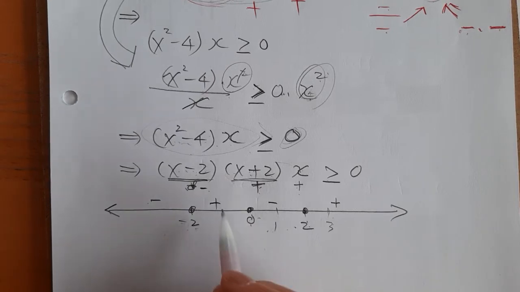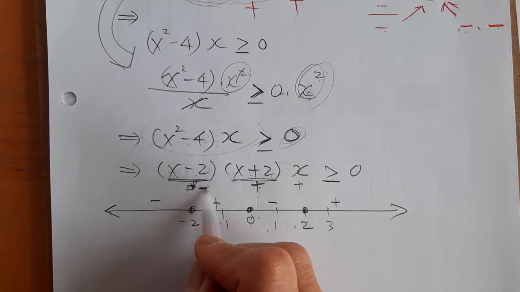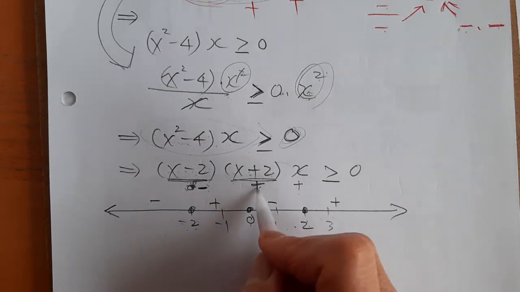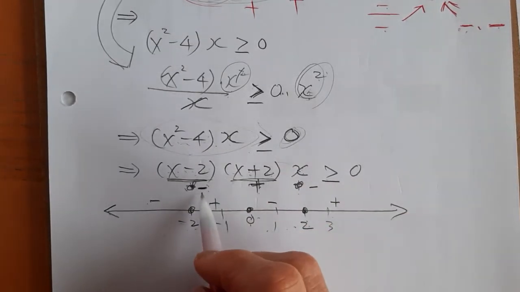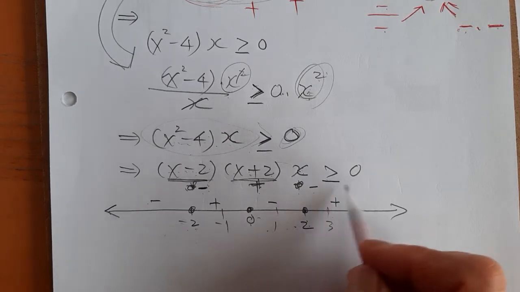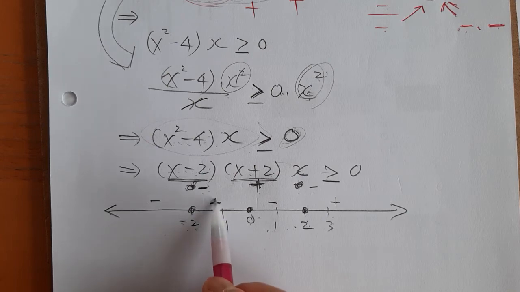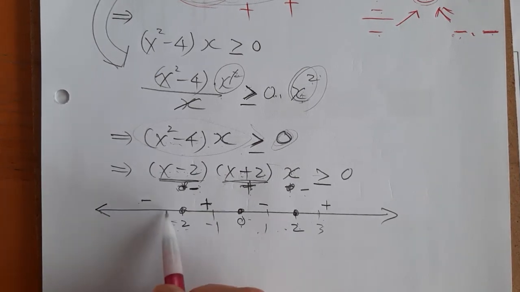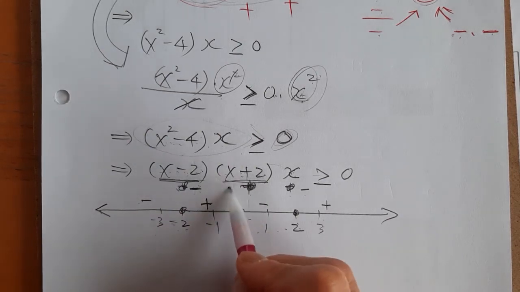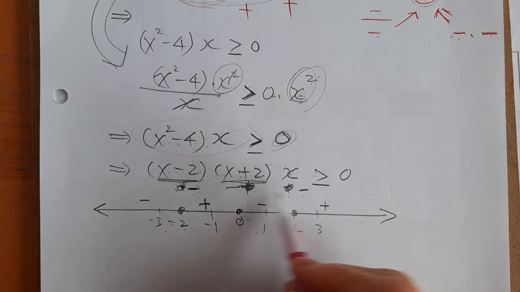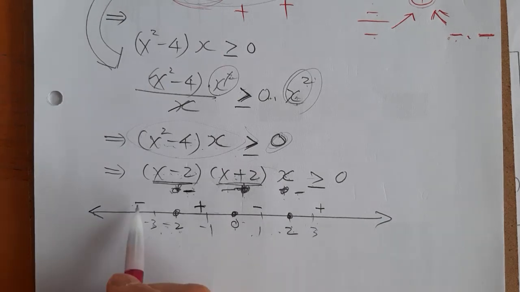Between 0 and negative 2, like negative 1, you plug it in. Negative 1 minus 2 is negative 3, negative. Negative 1 add 2 is positive. And negative 1 as x is negative. So negative times positive times negative becomes positive, greater than 0. So between 0 and negative 2 is marked positive. Less than negative 2, like negative 3: negative 3 minus 2 is negative. Negative 3 add 2 is also negative. Negative 3 as x is negative. Negative times negative times negative is less than 0, so mark negative.